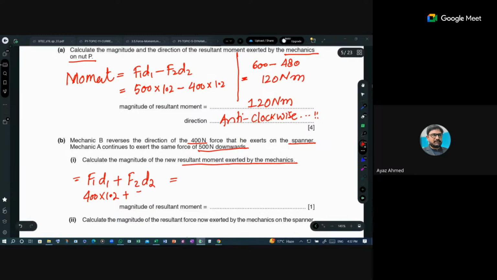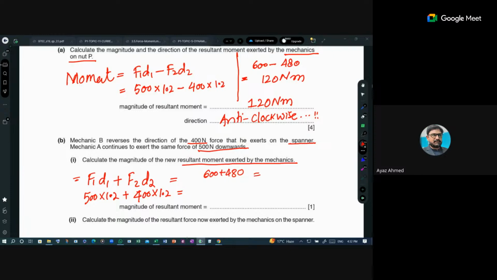Sorry, reverse the direction of 400 Newton. Mechanic A was applying 500 Newton. So 500 Newton times 1.2 plus 400 Newton times 1.2. So what would be the total answer now? 600 plus 480 equals 1080.